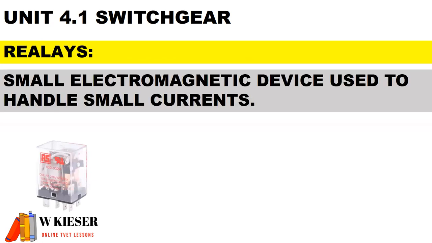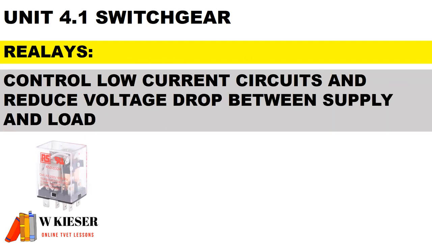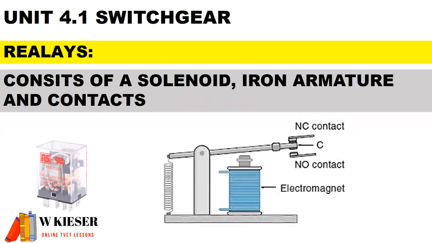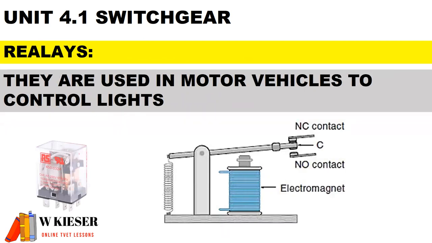For relays, it is a small electromagnetic device used to handle small currents. It is for the control of low current circuits and to reduce voltage drops between the supply and load. It consists of a solenoid, iron armature, and contacts. They are used in motor vehicle circuits to control the lights.